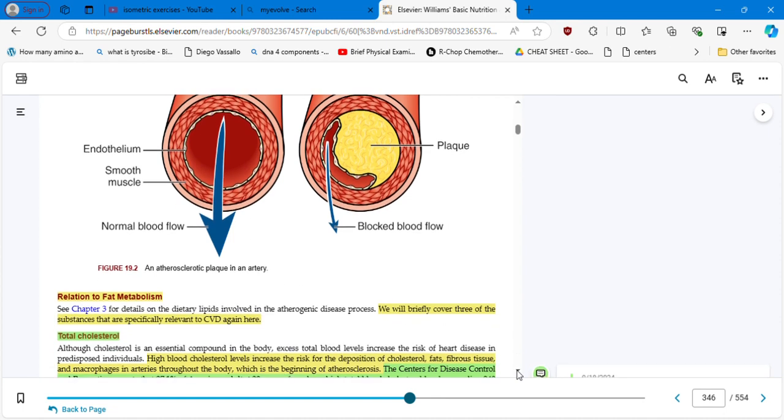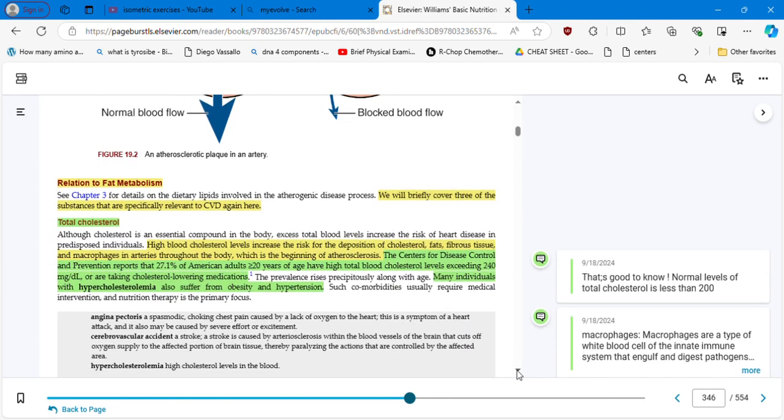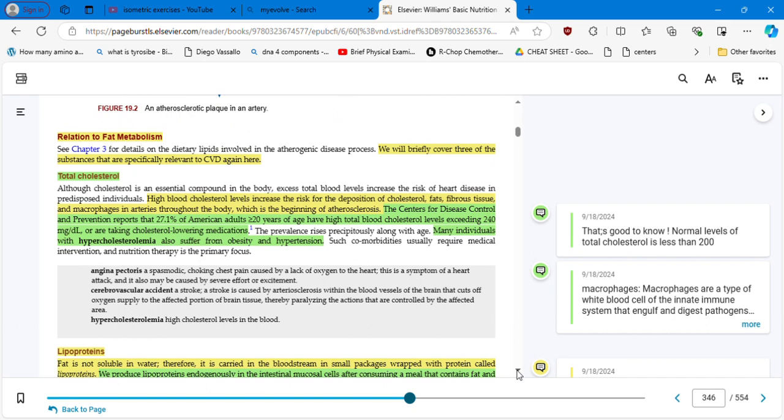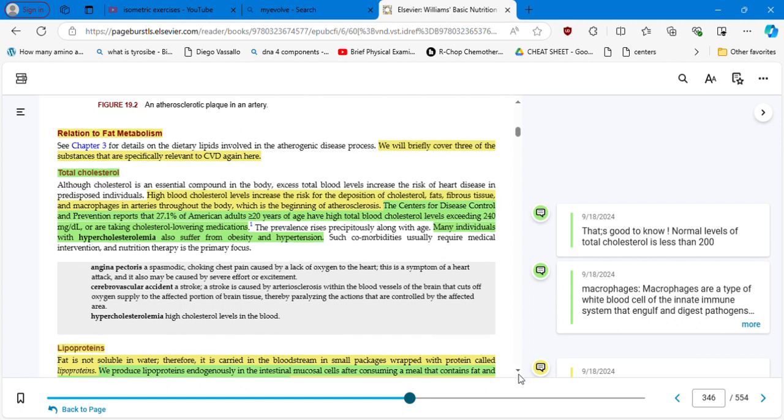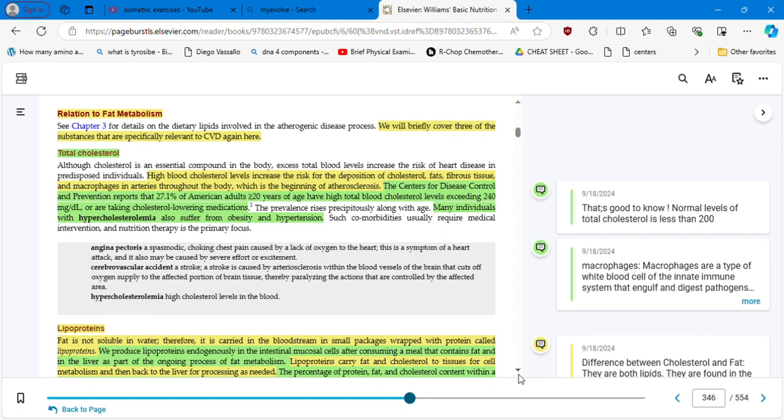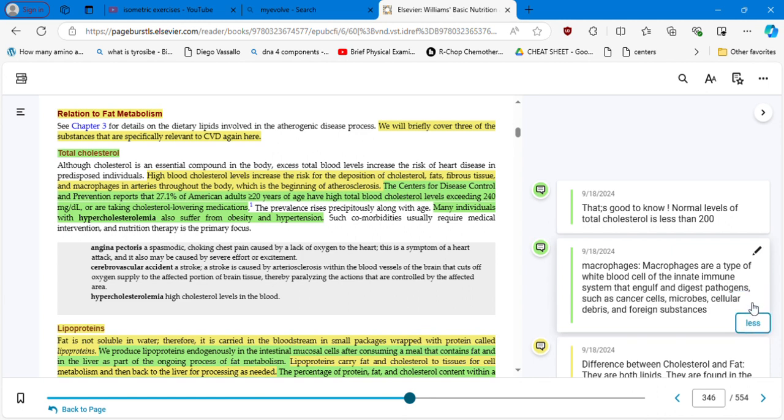And let's move forward. Relation to fat metabolism. So we will briefly cover three of the substances that are specifically relevant to CVD here. Total cholesterol, okay. High blood cholesterol levels increase the risk for the deposition of cholesterol, fats, fibrous tissue, and macrophages. Macrophages are a type of white blood cell of the innate immune system that engulf and digest pathogens such as cancer, microbes, cellular debris, or foreign substances.